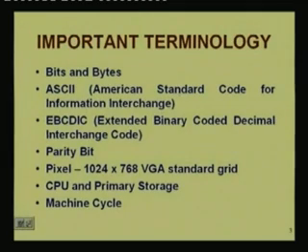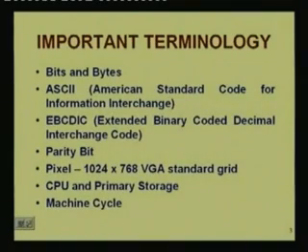Now, sometimes a parity bit is also added. The parity bit, as you have seen, is like a redundancy. So, if there is an error in transmission, this transmission error can be taken care of with the help of the parity bit. The pixel, on the other side, is a point on the terminal. So, basically the VGA standard grid has 1024 into 768 points or pixels, by which we have the particular terminal screen. Then the CPU and the primary storage, these are very important.